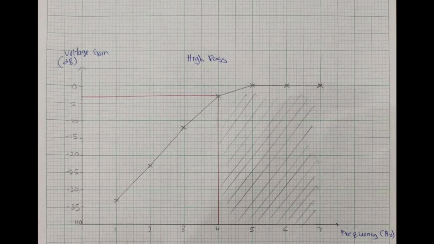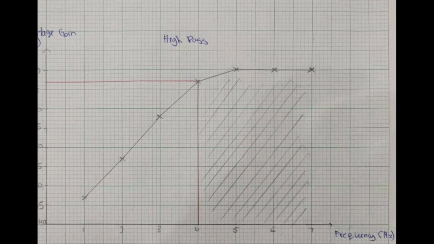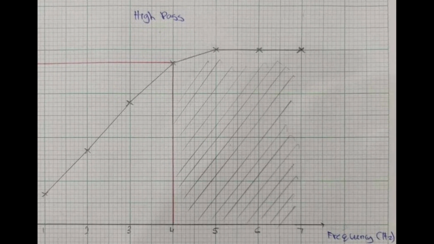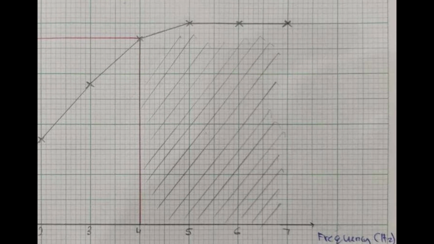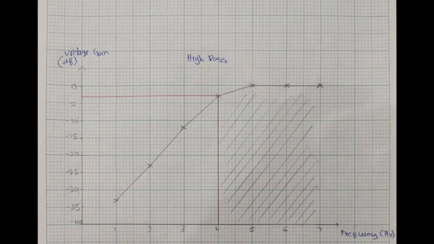As for the place where the black mark is, it shows the ideal response. The instantaneous drop at critical frequency is not achievable. Ideally, the pass band of a high pass filter is all frequencies above the critical frequency. Due to that, it's called a high pass filter.